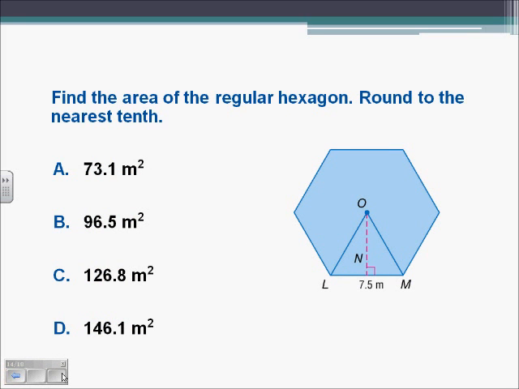Here we're asked to find the area of a regular hexagon. We want it rounded to the nearest tenth, and we know that hexagons are our friend. They're broken down into 6 equilateral triangles. So we can take our area of equilateral triangles formula, which would be 1/4 times side squared, which would be 7.5 squared, times the square root of 3. And we know there are 6 equilateral triangles in that hexagon, so we multiply that number by 6. And we plug that into our calculators, and we're going to get 146.1 for an area.